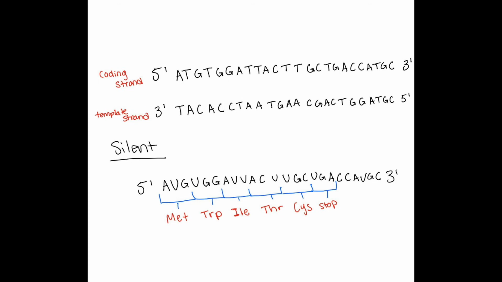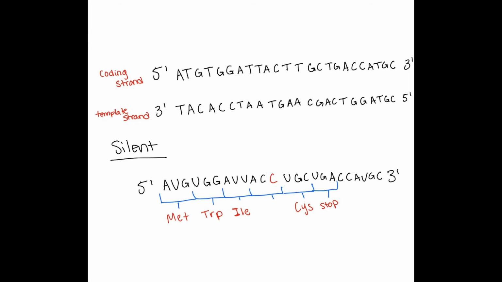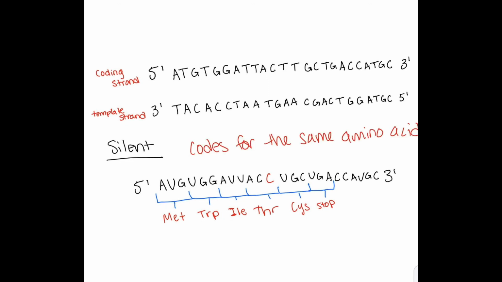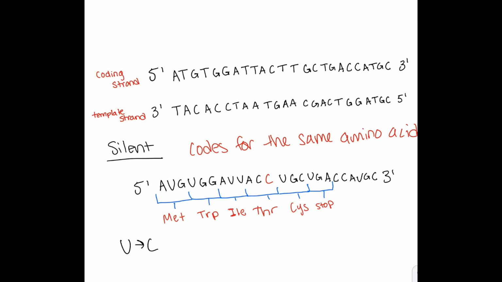Next is a silent point mutation. We are going to substitute cytosine for a uracil. This will not change the amino acid sequence, since silent point mutations code for the same amino acid. The substitution of cytosine for uracil is a transition substitution, going from a pyrimidine to a pyrimidine.